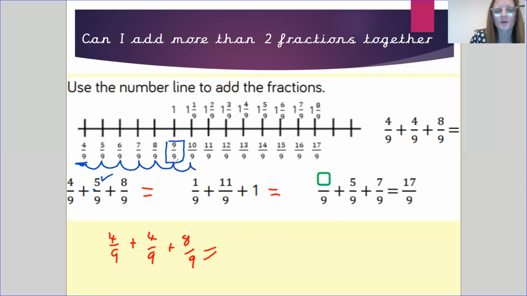So I'm going to go 1, 2, 3, 4, 5, 6, 7, 8. And my final number would be 17/9. Or as a mixed number, if we look at the top, 1 and 8/9. And if we add these to double check, 4 plus 5 is 9 plus 8. I've done something wrong here. Sorry, that should be 17.